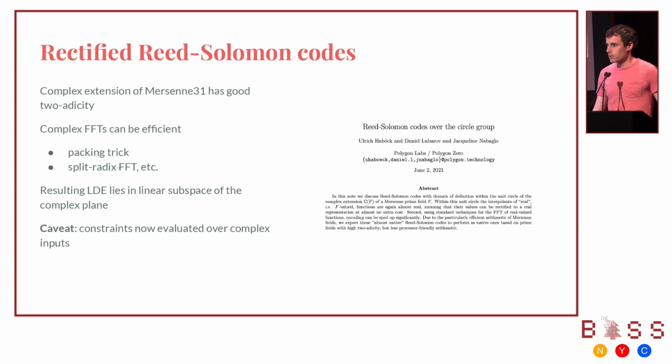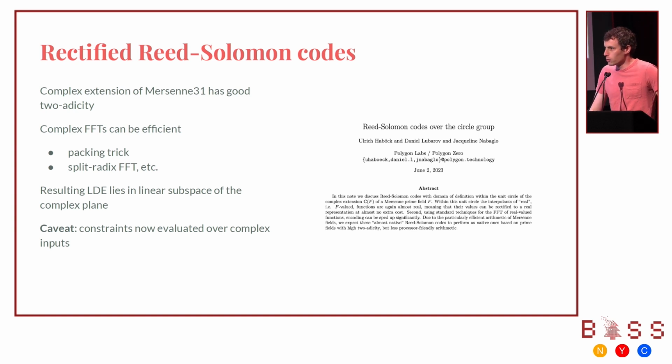So what we could do is do Reed-Solomon encoding using complex roots of unity. That would work, but that would give us this low-degree extension in the end, which is complex instead of real. And that's not great because then we have to commit to these complex values, and we're basically doubling our commitment work.